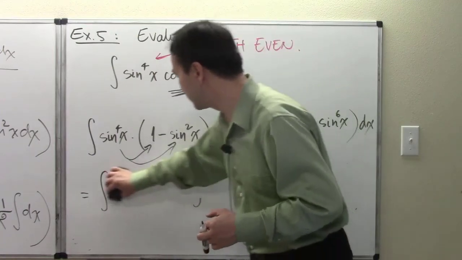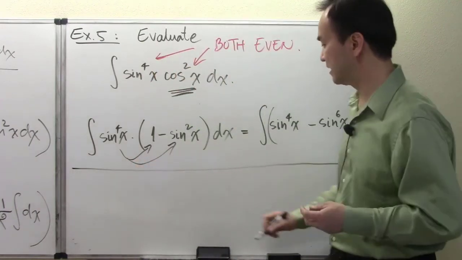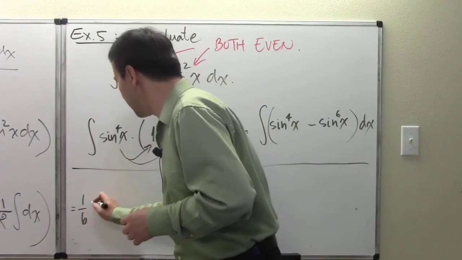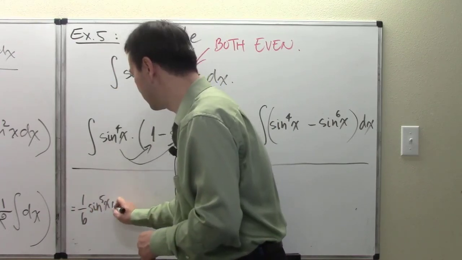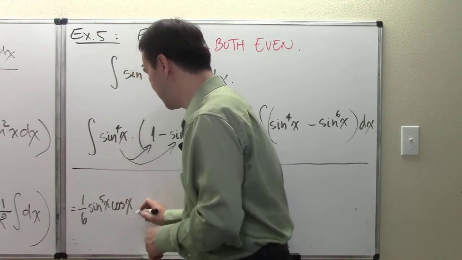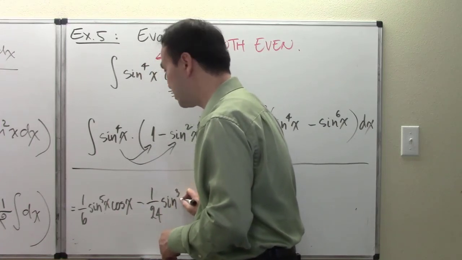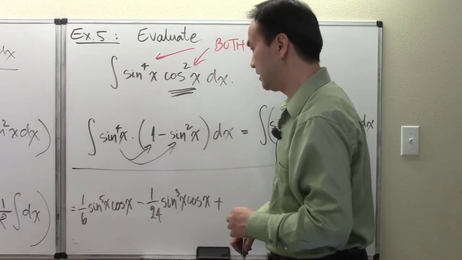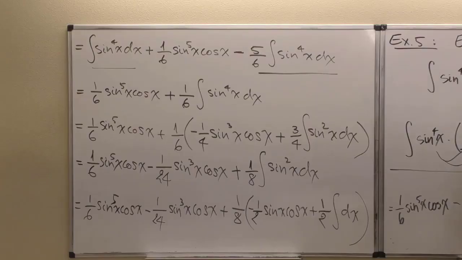All right, actually these two steps. All right, and then now my final answer here is going to be, carrying over from the other board, 1/6 sine to the fifth of x cosine of x minus 1 over 24 sine cube of x times cosine of x, okay, plus, and now I'm distributing out these terms here to get ready for the final work.